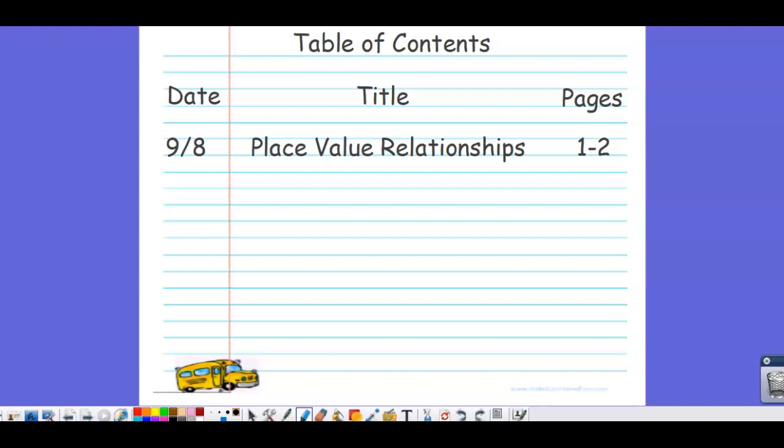Hello. Today we're talking about place value relationships. You're going to write that in your table of contents. So you can pause the video right now to put this in your table of contents.